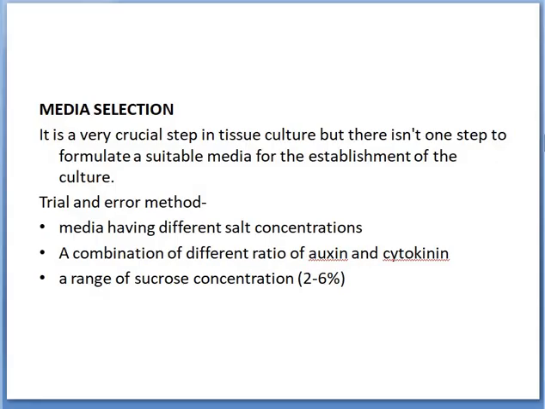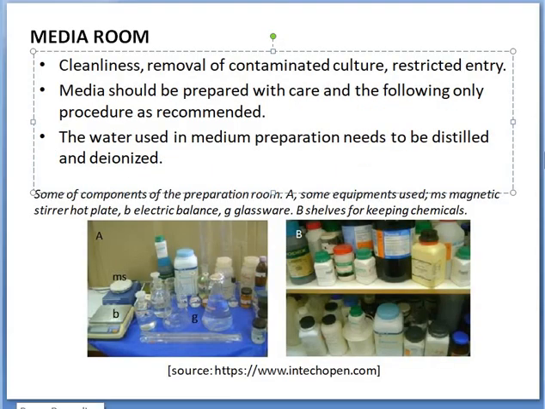Generally, this trial and error method has three major combinations that are varied, that is the salt concentrations, then different proportions of auxins and cytokinins, and different concentration of sucrose, which may vary between 2 to 6%. The arrangement of all these numerous components of media require a specialized area in the tissue culture laboratory, which generally we call as a media room, which has to be maintained at high cleanliness levels without any contamination that can lead to spoilage of cultures.